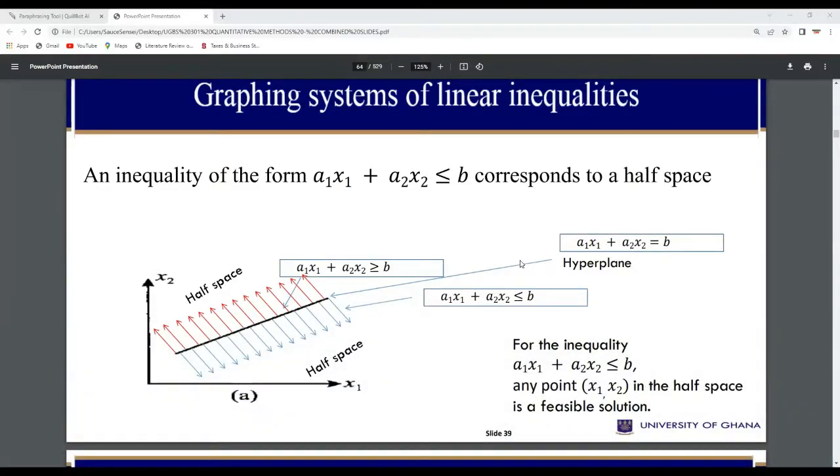An inequality of the form a1x1 plus a2x2 is less than or equal to b corresponds to a half space. So we are saying that an inequality of the form a1x1 plus a2x2 less than or equal to b corresponds to a half space.